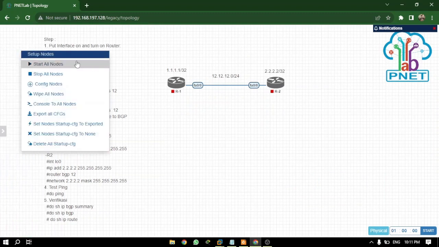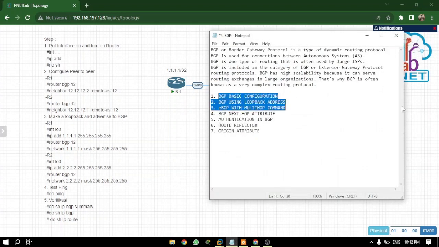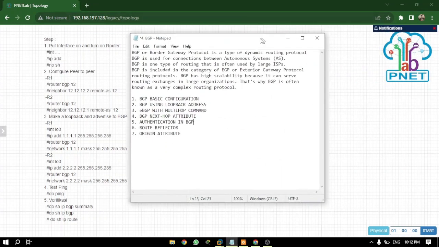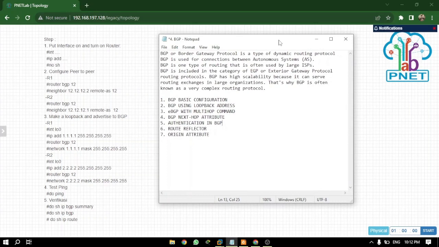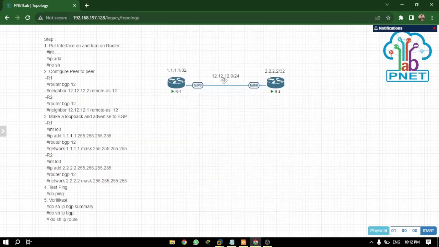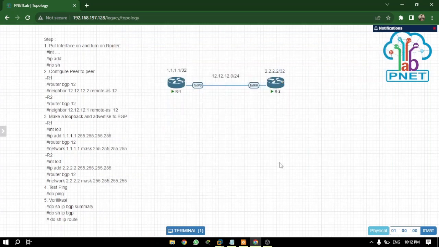So alright, let's set up nodes, start all nodes. So we turn on the routers. So we must configure the BGP basic configuration. But before we start configuring the routers, we must know what BGP is about.